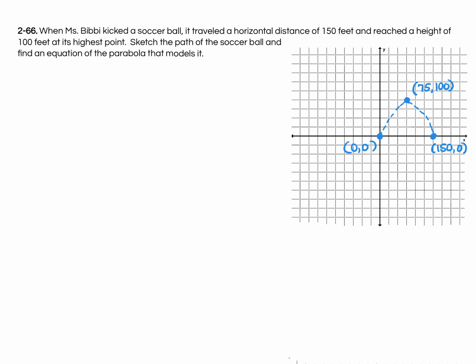So when we write our equation, remember we're writing the equation into this form. I know what H and K are, and I have 2 points that I could choose to be X and Y. And you could do either one and you would get the same answer. I think that using 0, 0 is just going to make things a little bit easier. So I'm going to plug 0 in for Y, 0 in for X, 75 in for H, and 100 in for K. And now I have an equation that I can solve for A.